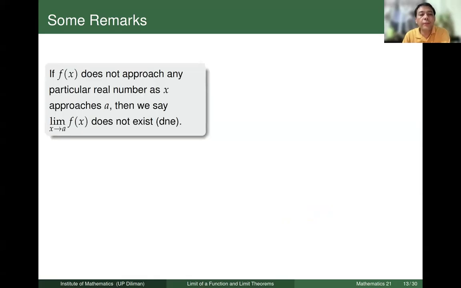Now, if f of x does not approach any particular real number as x approaches a, then we say the limit of f of x does not exist, or we simply write "DNE", does not exist.